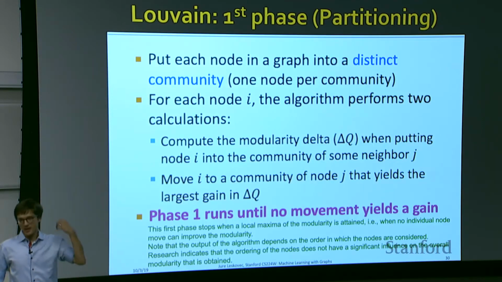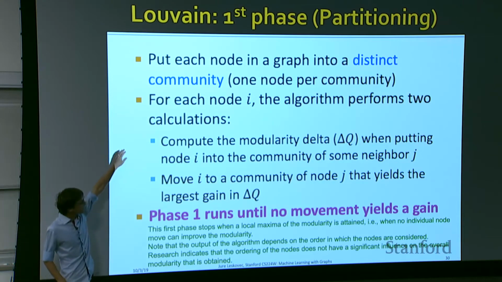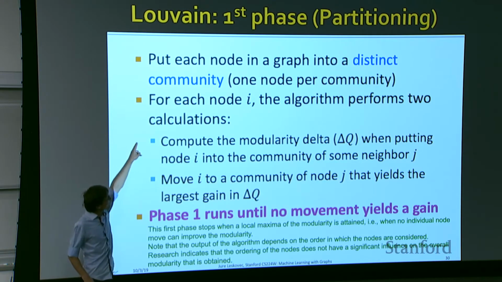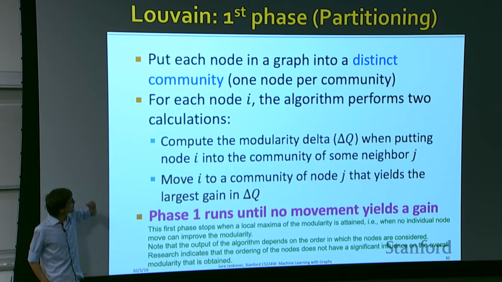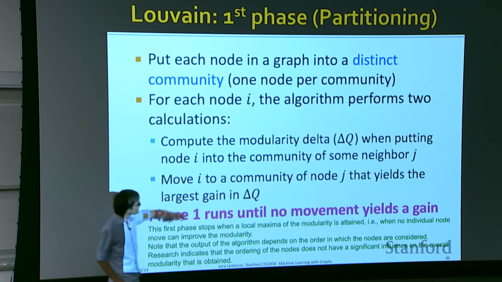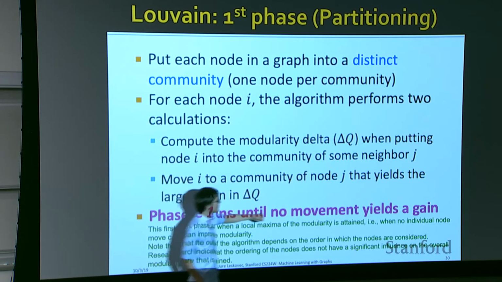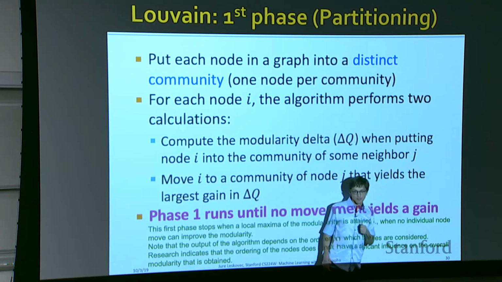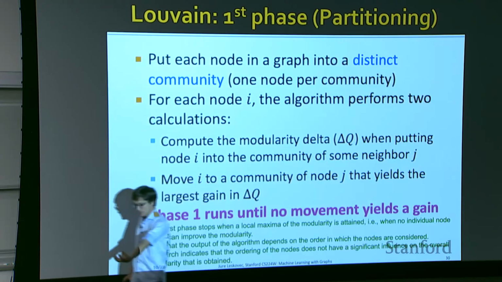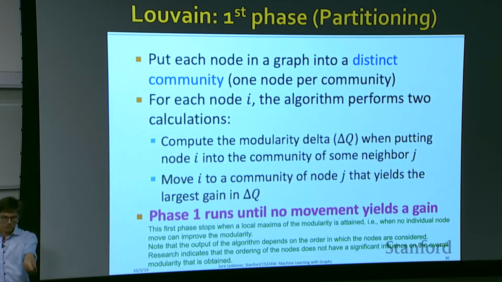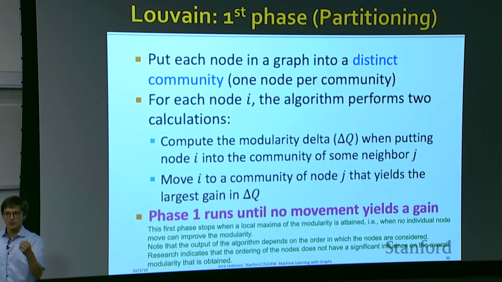So every node will say, I'm my own group, I'm my own community. And now we will loop over the nodes, and for every node I, we will perform two calculations. We will say, what is the modularity delta if I take the node out and put it into the community of some neighbor j? For every neighbor, I will ask, what is your community? How much would the modularity increase if I take I and put it into j?